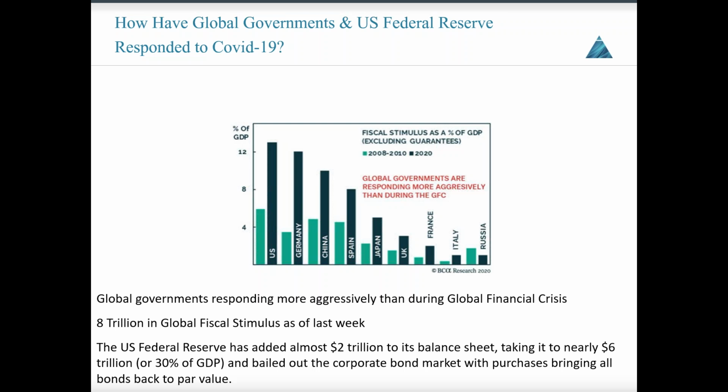I've got a chart on the screen. Our chief economist and head equity strategist, John Blank, does work with BCA Research. And this is a graph that they've supplied to us. And you can see that the global governments are literally responding more aggressively to this pandemic than was even remotely close during the global financial crisis. So the amount of fiscal stimulus being pumped into the global economy is just unprecedented.